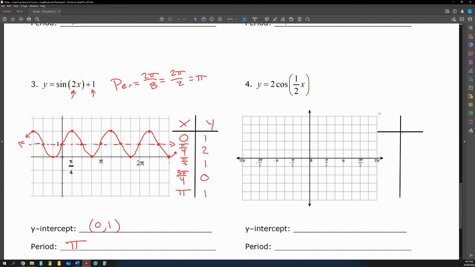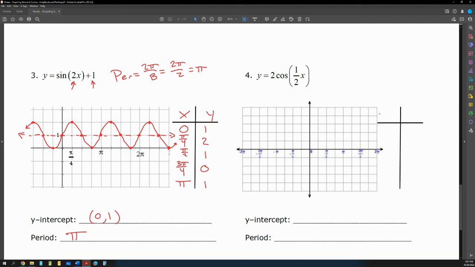Okay, last example, y equals 2 cosine of 1/2 x. So we're going to start with transformations to the input. This is a horizontal stretch by a factor of 2. So we're going to choose values from 0 to 4 pi. Now this graph is centered at 0, 0, and we're going from negative 2 pi to 2 pi. So instead of going from 0 to 4 pi, let's consider going from negative 2 pi to positive 2 pi.